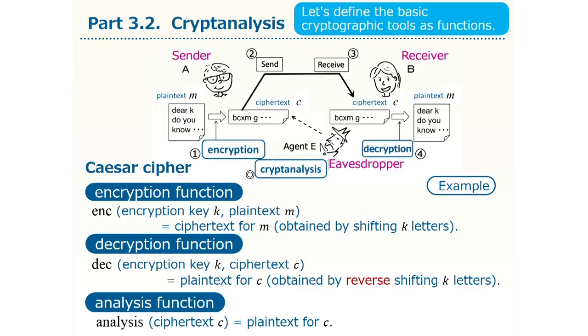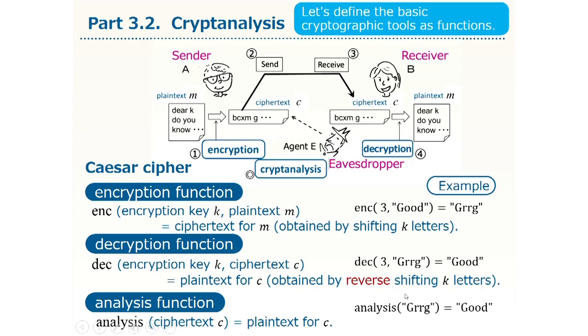Let's see some example. Here we use 3 for the secret key. For example, shifting 3 letters turns the plaintext GOOD into GRRG. We got this because the uppercase letter G did not shift. Now, if we take this one and then reverse shift by 3 letters, the corresponding text is GOD. In contrast, with analysis, we want to take only the ciphertext and compute the plaintext.